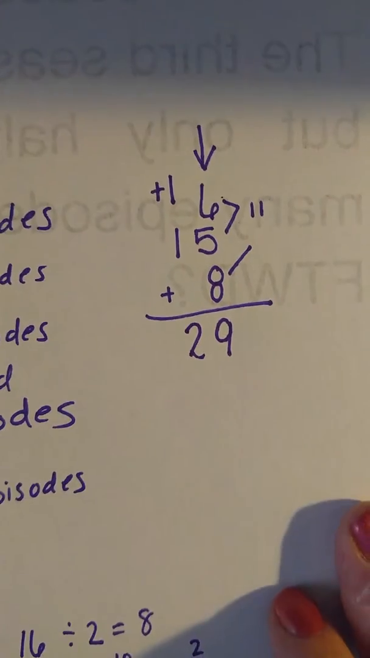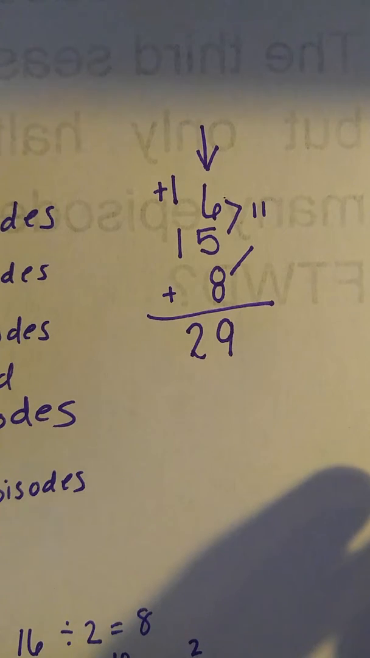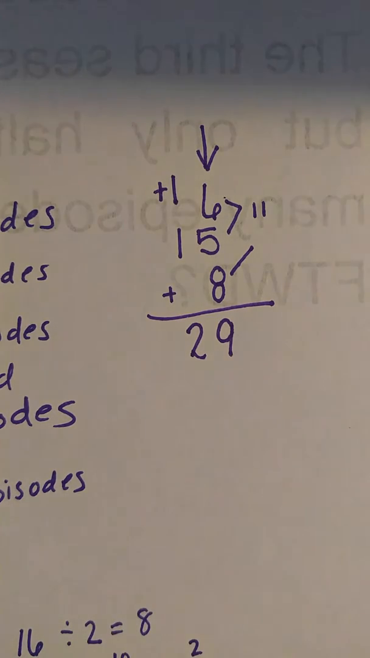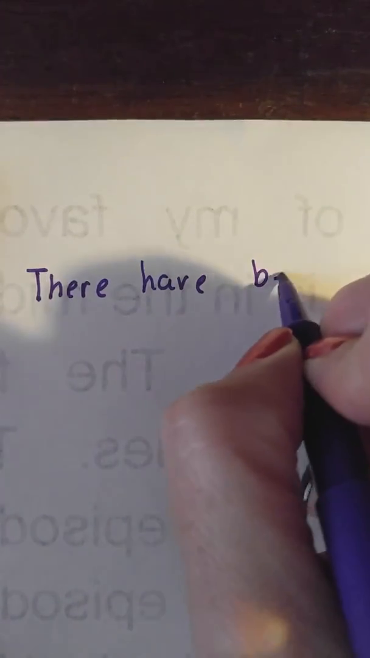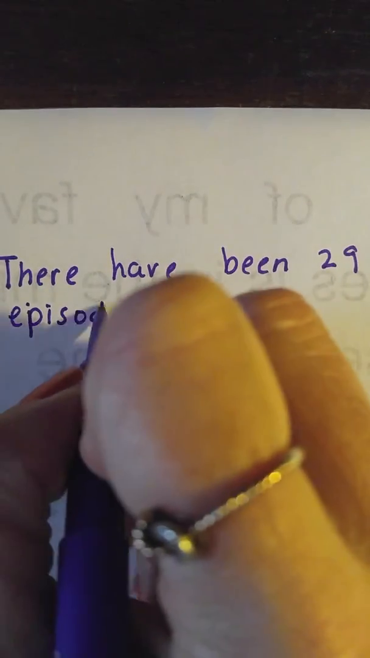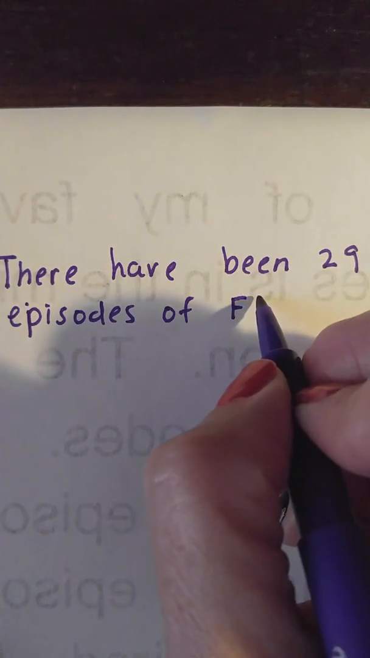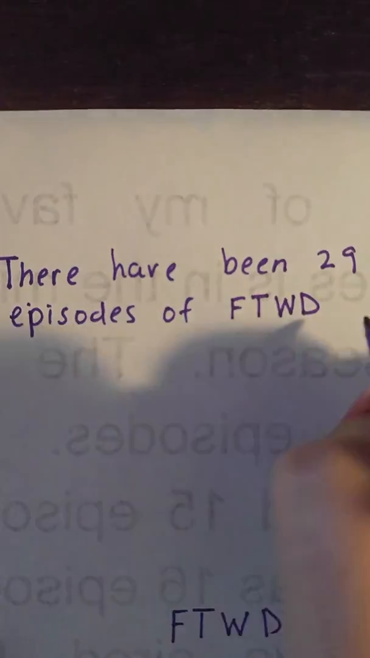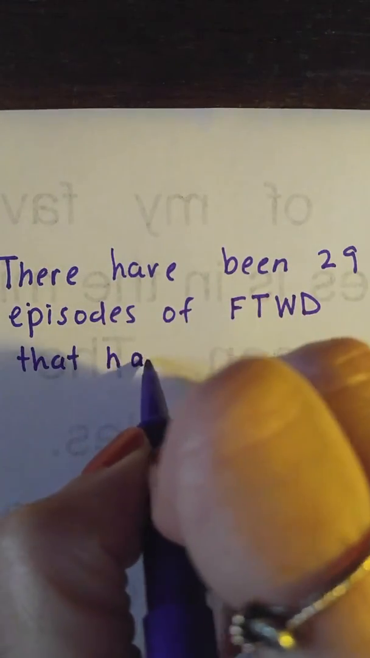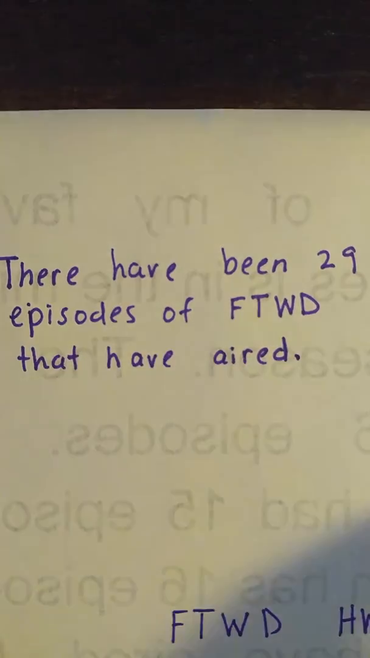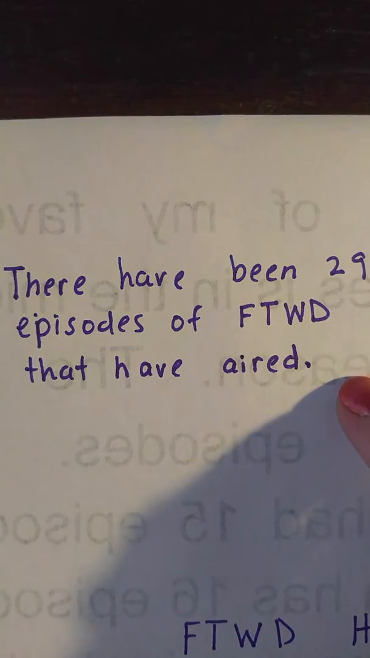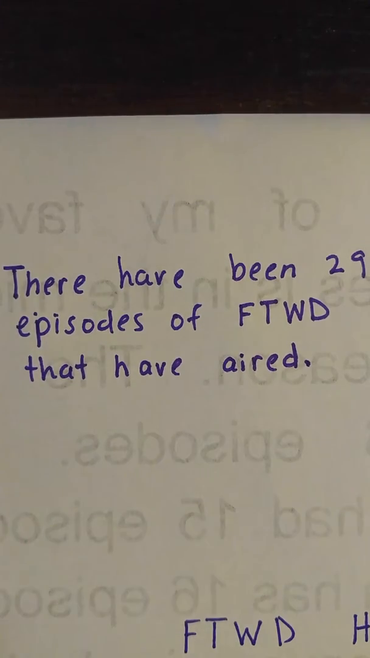So my answer statement, and this is necessary because on FSA there are some short answer responses where they actually want an answer statement. So let me move to another spot so I can write my answer statement. My answer statement would be, there have been 29 episodes of FTWD that have aired. Period. So I have a complete answer statement, and I know the question must have been how many episodes of this show had aired.